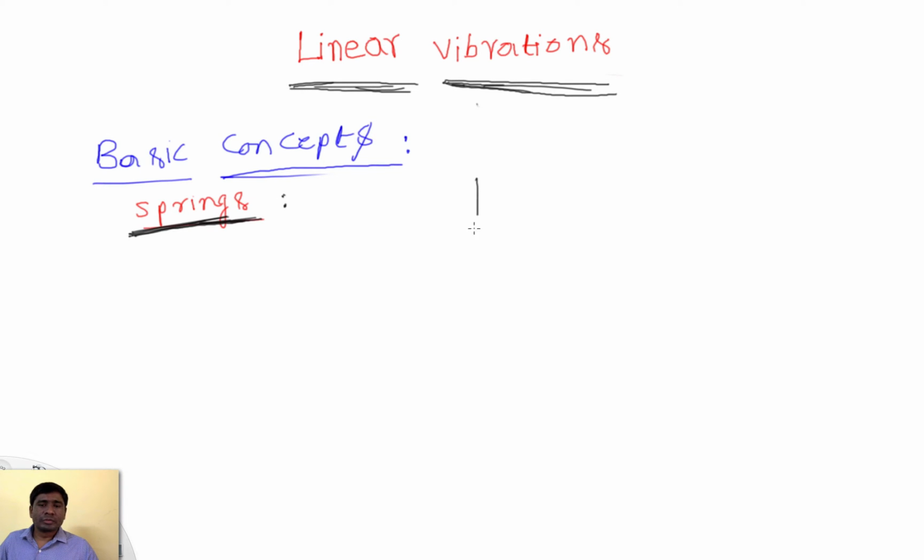So whenever a spring is stretched or compressed, some strain energy will be developed in this spring, and the force developed in the spring is proportional to the amount of displacement it has undergone. So that is F proportional to x. If you write it in terms of a coefficient, this is F equals k into x, where k is called the stiffness of the spring.